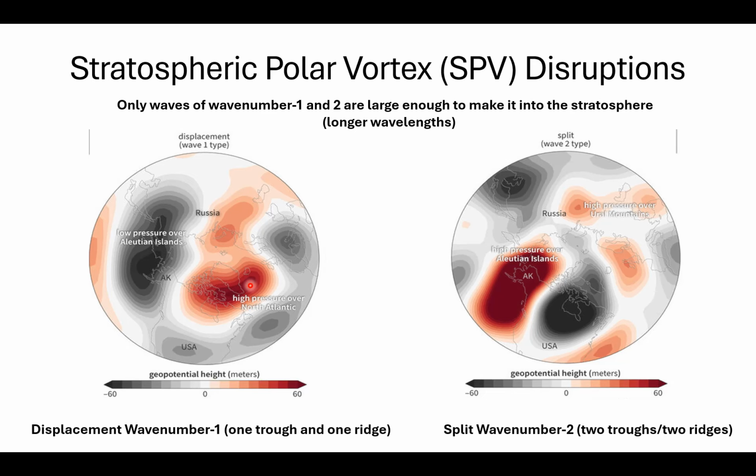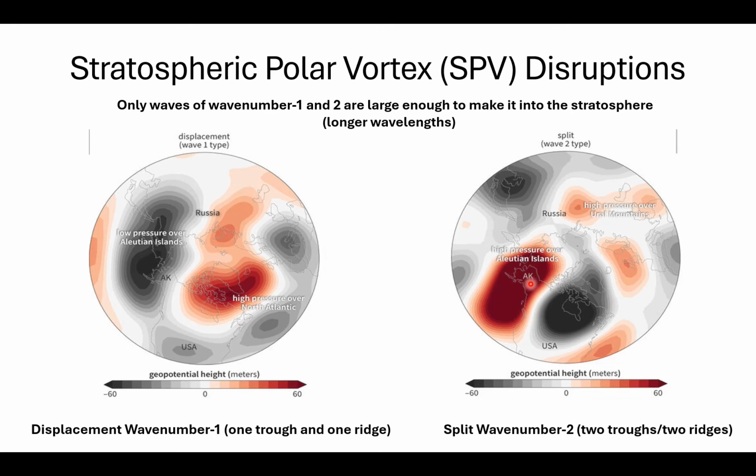All right, and what do we say about wave number 1? It generally results in a stratospheric polar vortex displacement. Now, what happens with wave number 2? We're going to get 2 long wave troughs and 2 long wave ridges across the northern hemisphere. And that is associated with stratospheric polar vortex splits. So let's take a look at this.